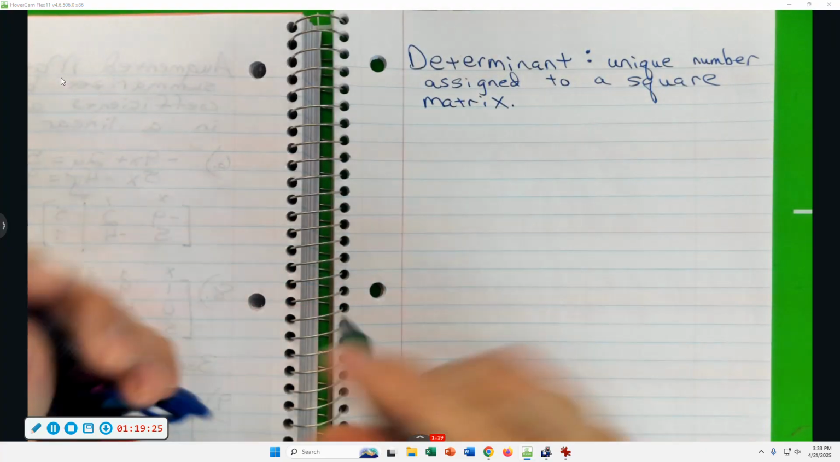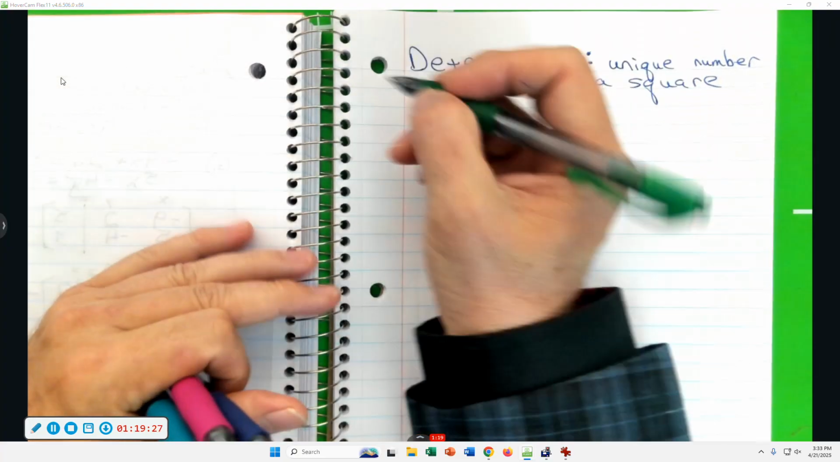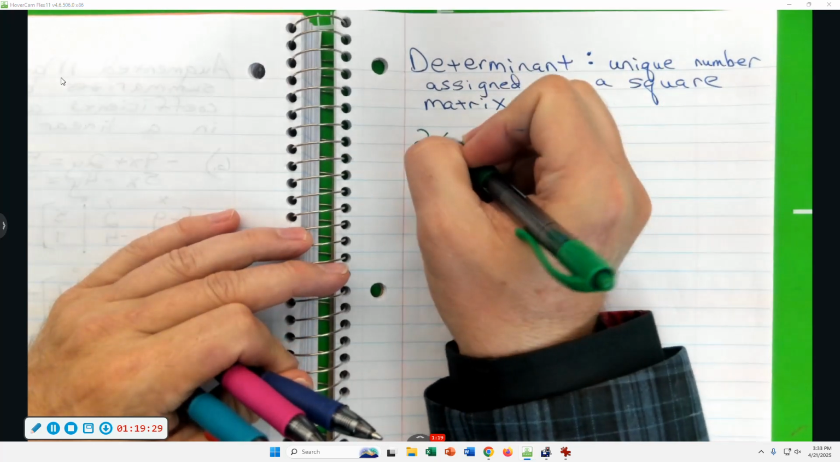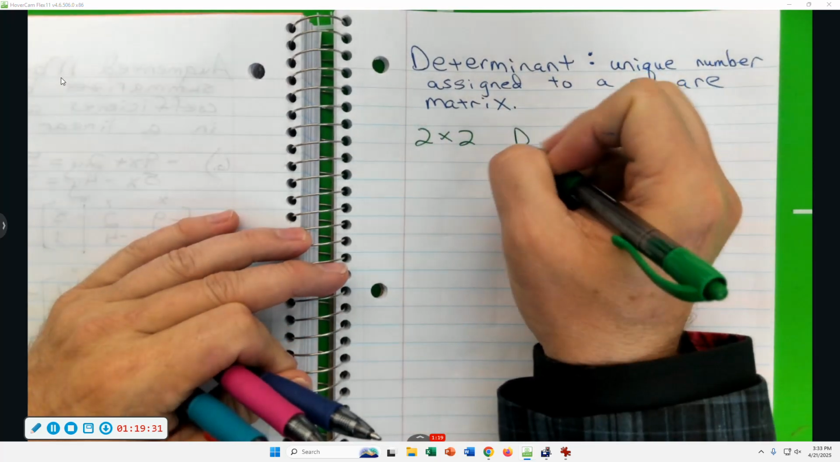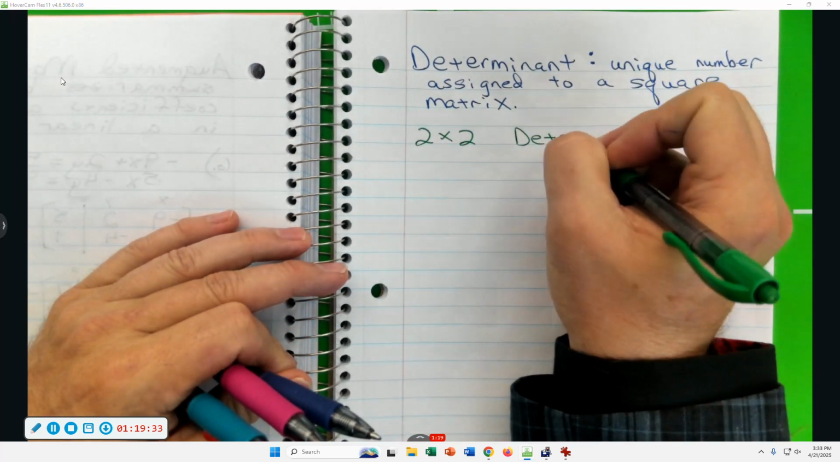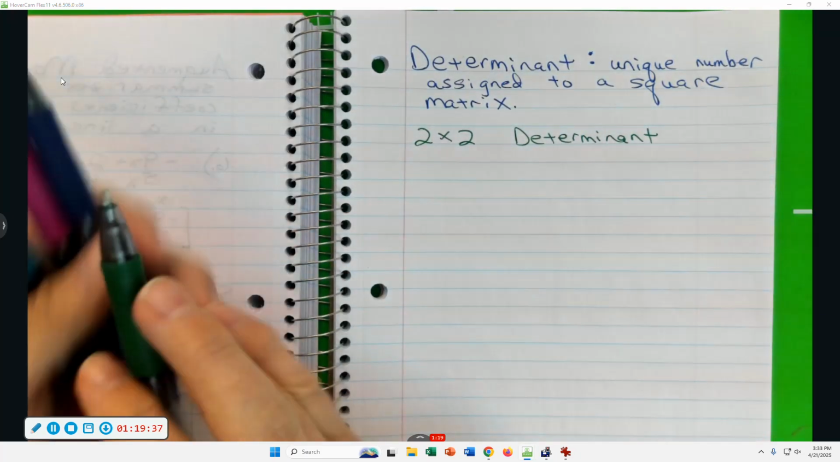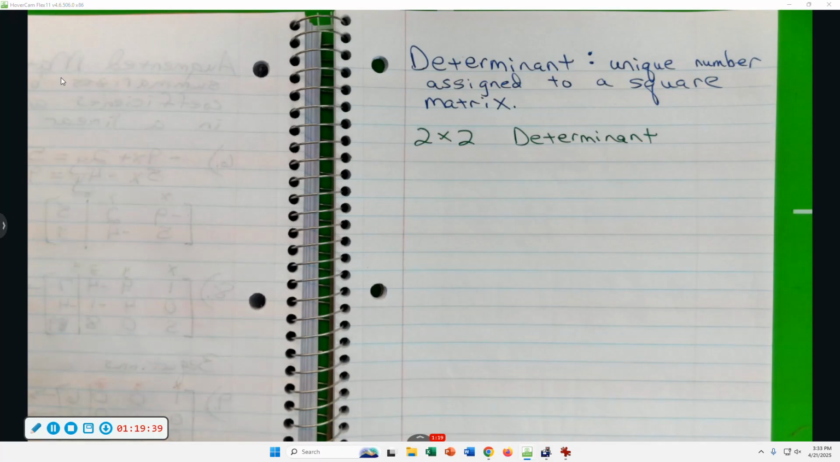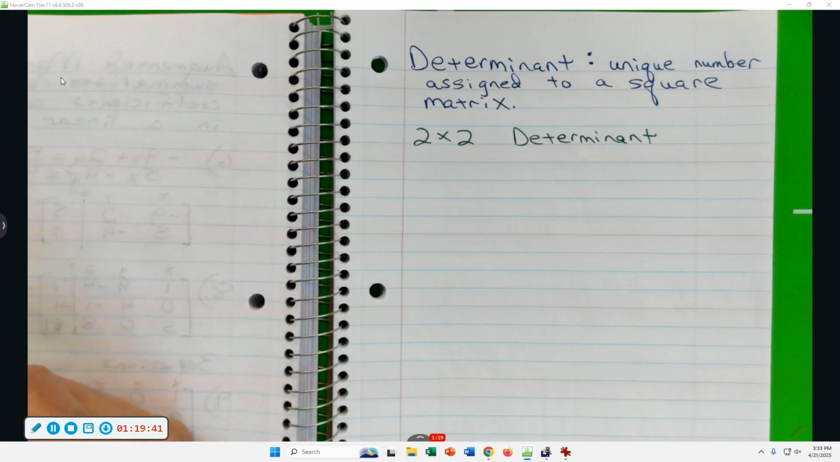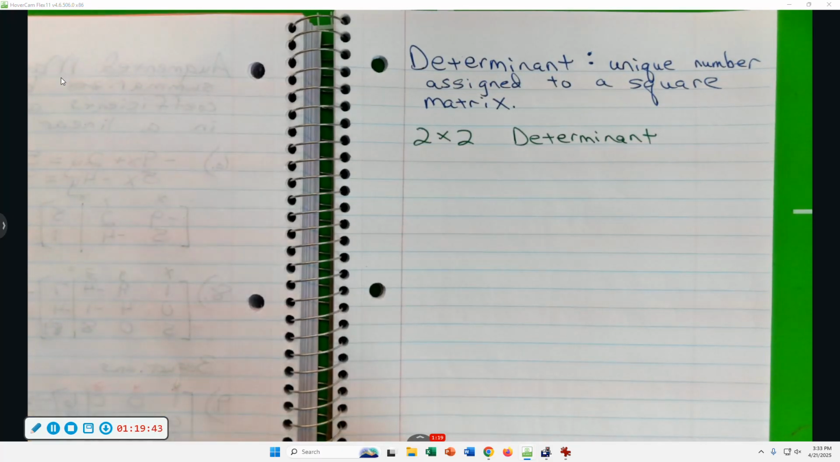Okay. We'll start off with the 2 by 2 determinant. A 2 by 2 determinant means we have 2 rows and 2 columns. We're only going to show you how to do it for 2 by 2 and 3 by 3.